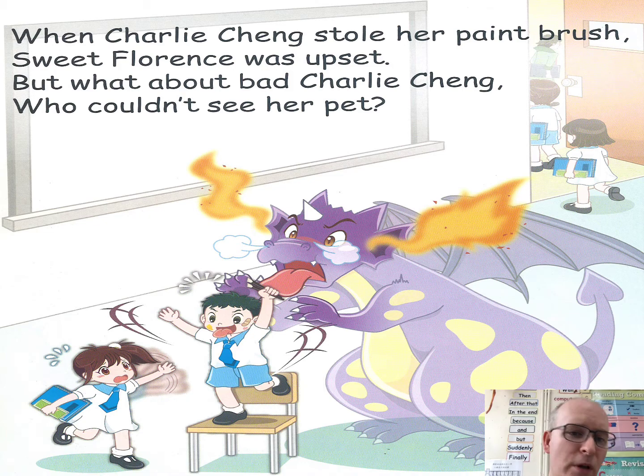He has stolen her paintbrush. And now he's standing on a chair and he's teasing her, saying, I've got your paintbrush. But one thing Charlie doesn't know is that Drago is changing his color. He originally was very light and invisible.